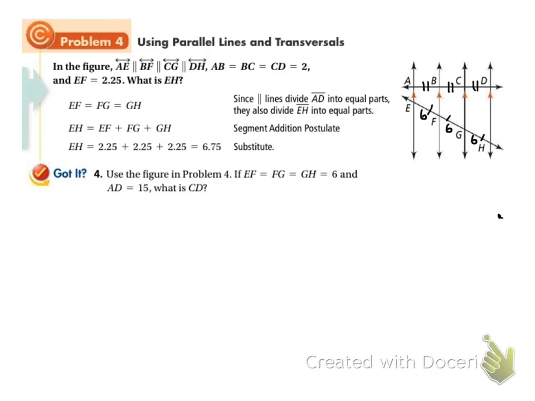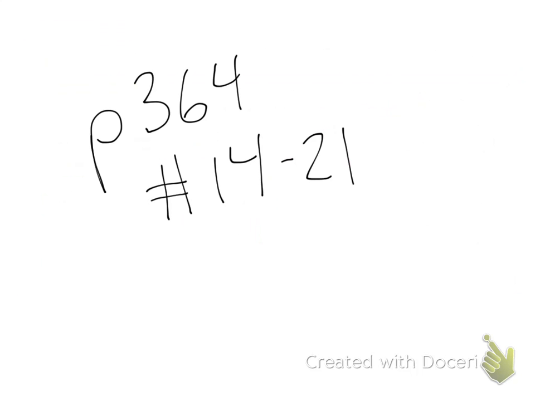And I'm told that the whole thing, AD, is 15. So if I have to split that equally between 3, 15 divided by 3 gives me 5. So those are all 5. And there's your homework.